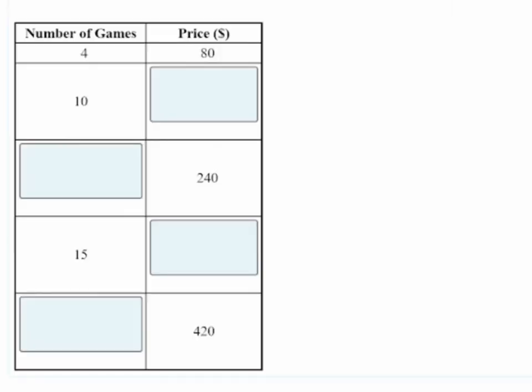Okay, for number 2, they gave you how much one game costs in the beginning of this problem. So that was one of the pieces of information that you know. For left field reserve, one game costs $20. So 4 games equals $80. So 4 times 20. And that's basically what you're doing.